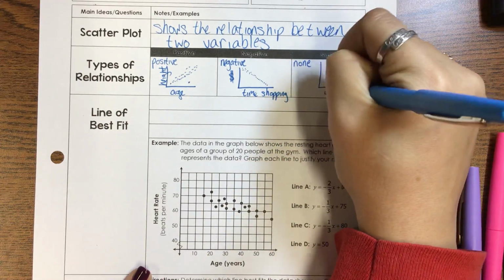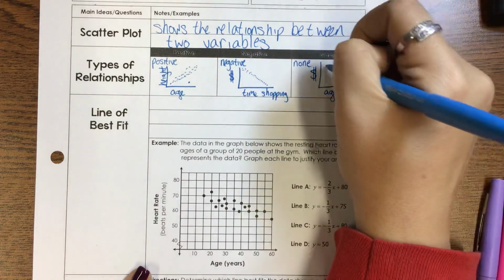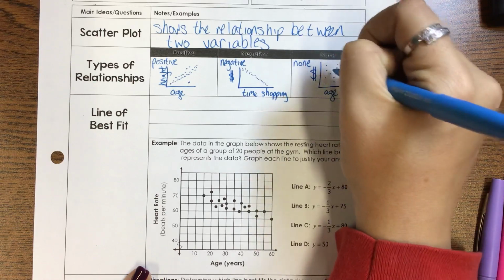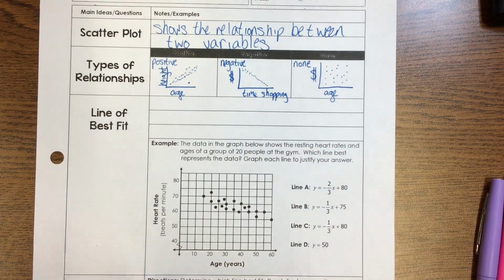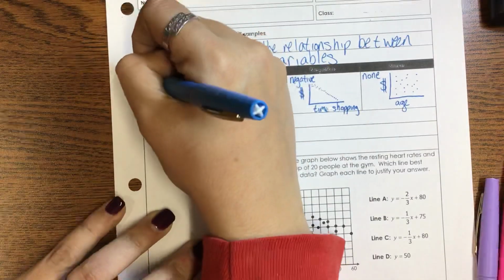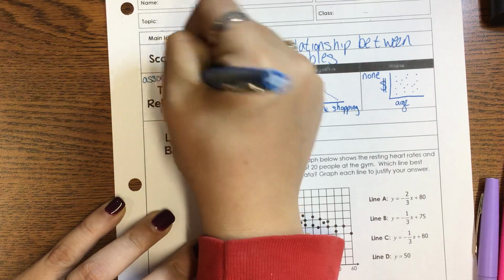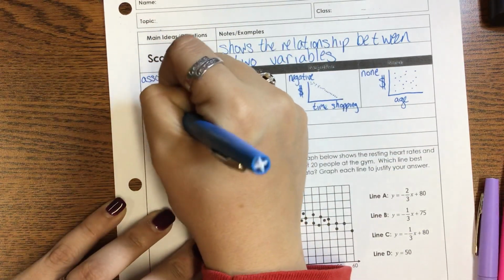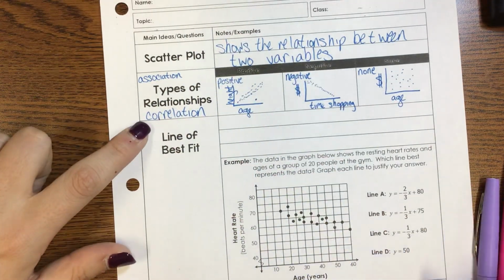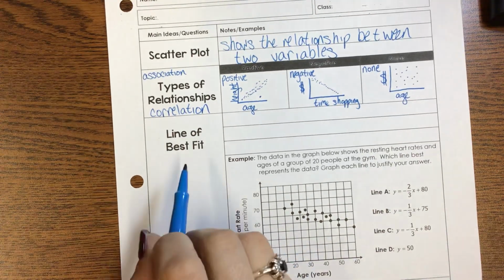And then we have things that have no relationship whatsoever, like looking at age and looking at the money in your bank account. Those things are not related whatsoever. Some words that you might hear instead of being related or relationships are association or correlation. You're going to hear correlation a lot, just like in this definition.